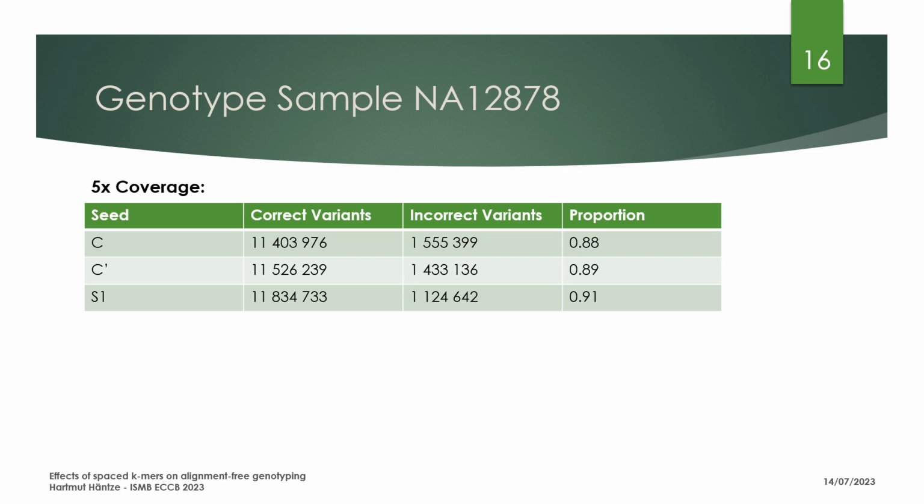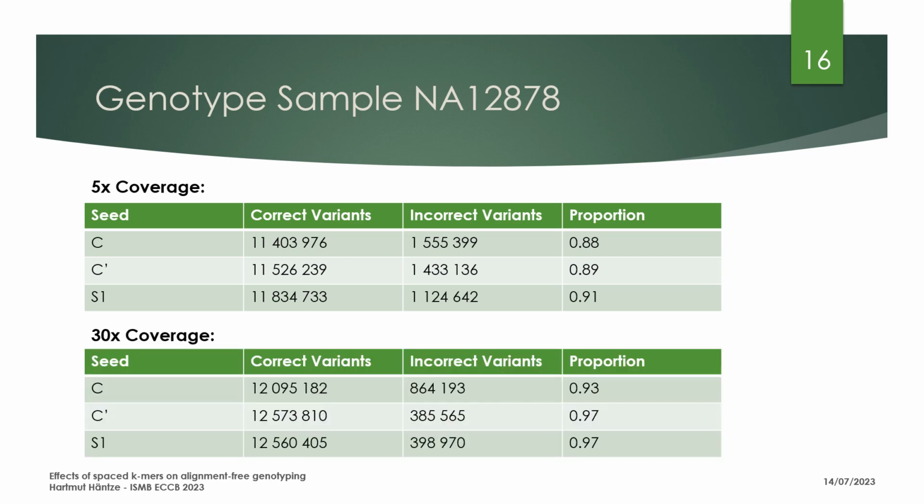These are the results for arbitrarily chosen sample NA12878, a woman from Utah. So in our database, we do have around 13 million variants. And we try to genotype these variants in this sample, having 5-fold coverage. Using the control group contiguous seeds, we achieved around 11,500,000 correct variants, which is already around 89%. Now, after we use spaced k-mers based on seed 1, we could improve the result up to 11,800,000 correctly called variants, which is 300,000 variants more.